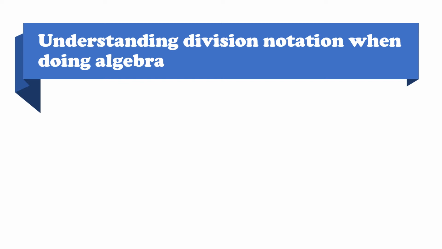Division. Understanding division notation when doing algebra. We also have to understand how we know when division is taking place, and let's go straight to it. We all know the division sign. That's division. 20 divided by 5. That's equal to 4. We could compute this. These are all integers, right? But then you could see this: 20 divided by n, and n here will be an unknown. This could similarly be written as 20 over n.